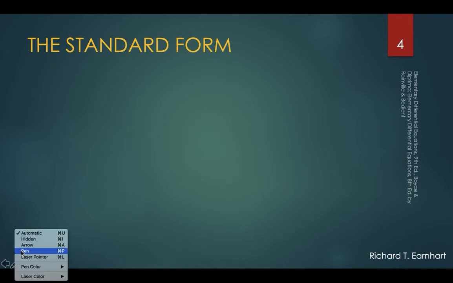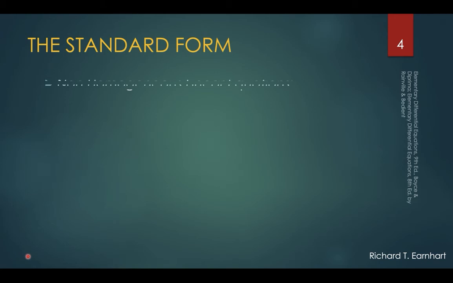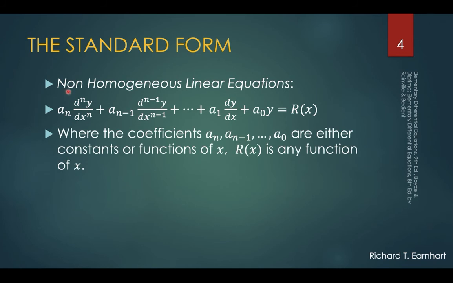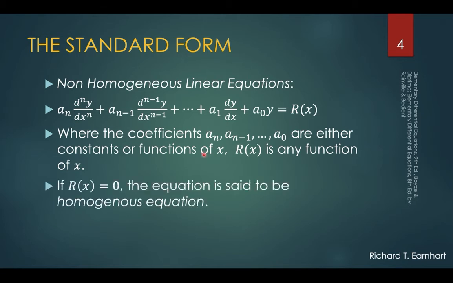Any equation that can be written in the following form is a non-homogeneous linear equation, where a sub n minus 1, a sub 1 up to a sub 0 are either constants or functions of x, and r of x is any function of x. If r is equal to 0, then the equation is said to be a homogeneous equation.